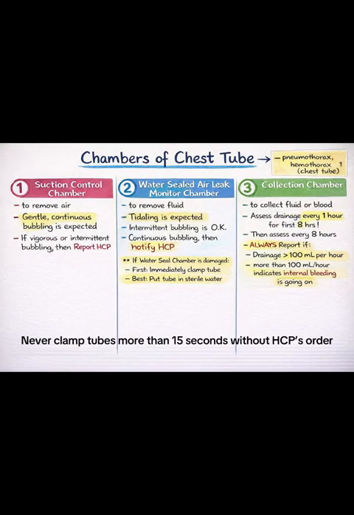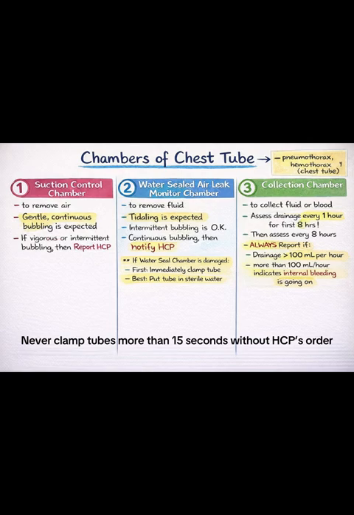There are two types of chest tubes: pneumothorax chest tube and hemothorax chest tube. There are three chambers of a chest tube. The first one is the suction control chamber, second is the water seal air leak monitor chamber, third is the collection chamber. Let's learn about these chambers one by one.